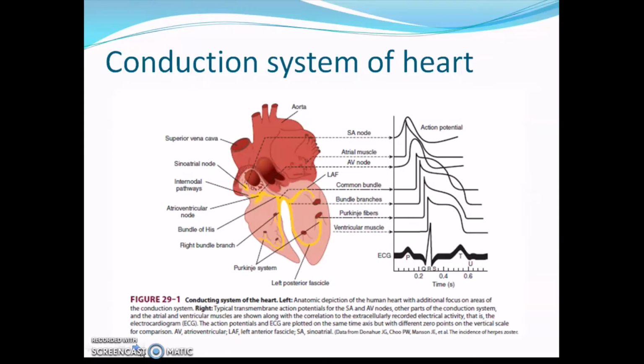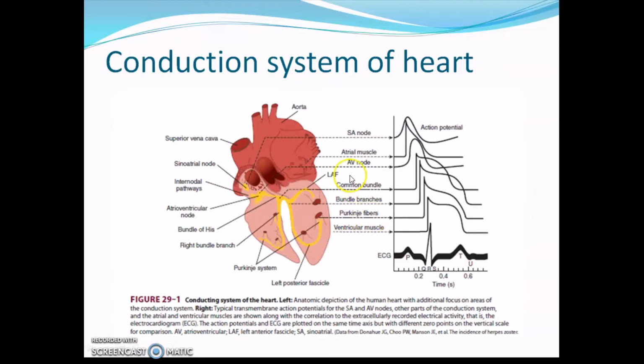So this is a slide showing the conduction system of the heart. See, the cardiac potential originates from the SA node, then it conducts to the AV node through internodal pathways, then to the bundle of His, then to the common bundle, then to the left bundle branch and right bundle branch, then through the Purkinje system, and finally the ventricular muscles get depolarized.